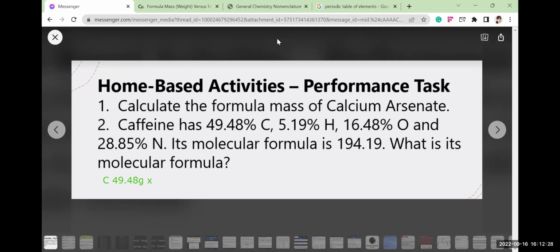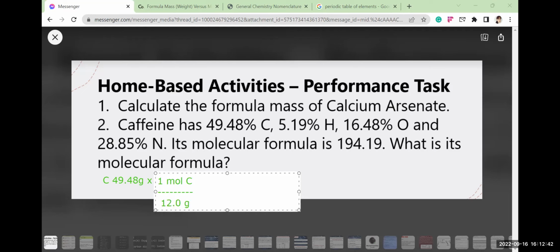I think I taught you this before. So when you do it, you multiply it to 1 mole of carbon. 1 mole of carbon is equal to 12 grams, right? From the periodic table of elements. What's the answer here? What is 49.48 divided by 12? 4.1233333. So 4.123 moles, right? Now, do the rest for the others.